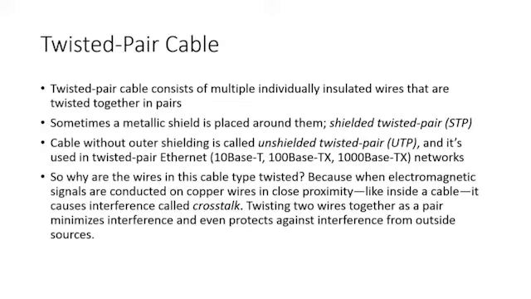Because of the shield, it's less susceptible to electromagnetic interference and radio frequency interference. So it's harder to tap into, it's harder to pull data off of those wires. So again, risk analysis, pros and cons of what you need. If you need more security, STP is the way to go if you have to use twisted pair. So like I said, cable without that shielding is called unshielded twisted pair, or UTP.